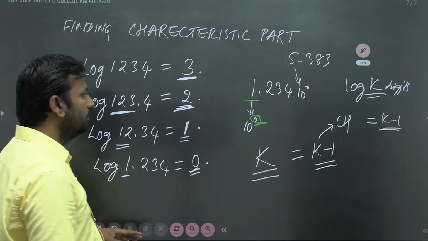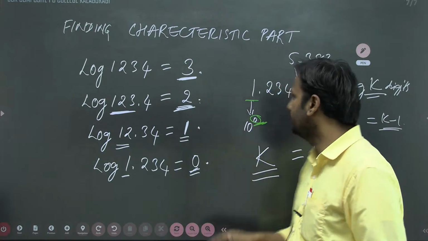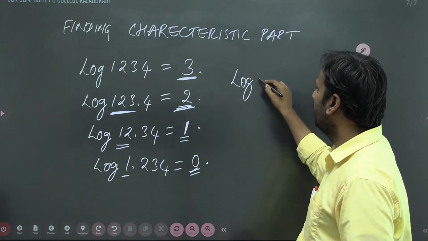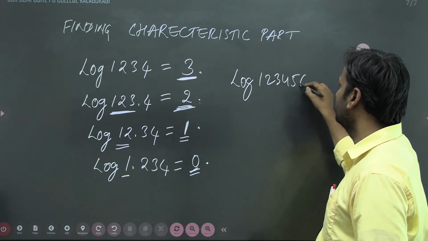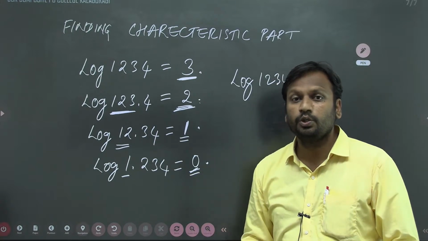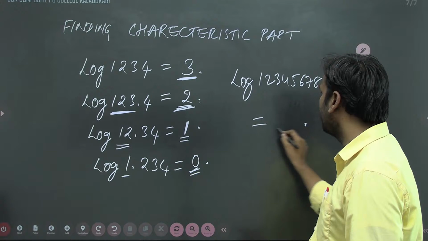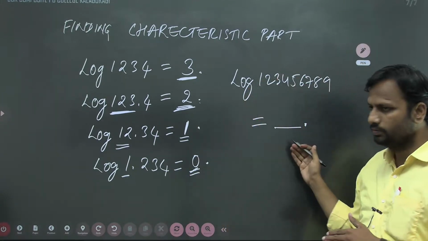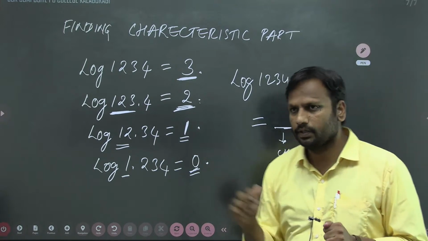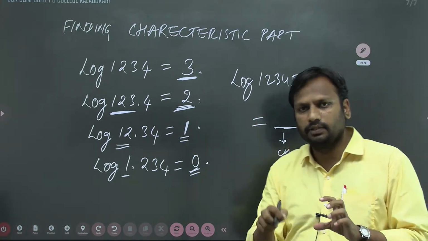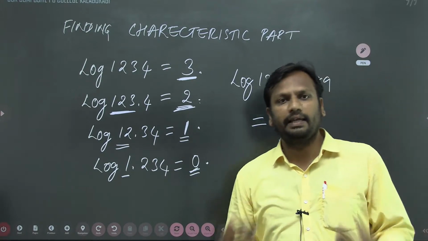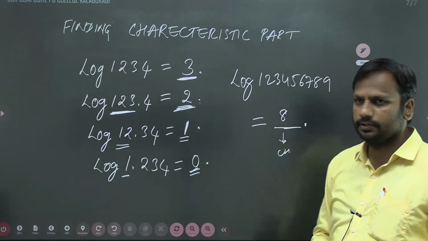Got it? If you have the log of a 10-digit number, what will be the thing here, students? Tell me. Anybody? So what happens here? Log of 1, 2, 3, 4, 5, 6, 7, 8, 9. If we have a 9-digit number, log of a 9-digit number, then what will be the characteristic part, students? The integral part of the log value, the log answer, is the characteristic part, I told you. So what will be the characteristic part? 9 digits are there. So subtract 1. 9 digits minus 1. What happens? 8. The characteristic part will be 8. Got it? Understood this?